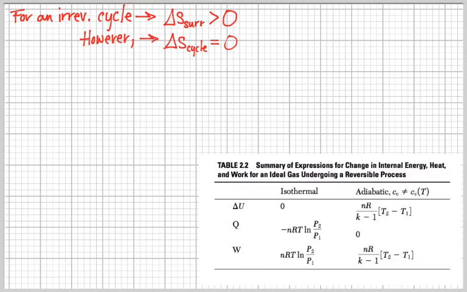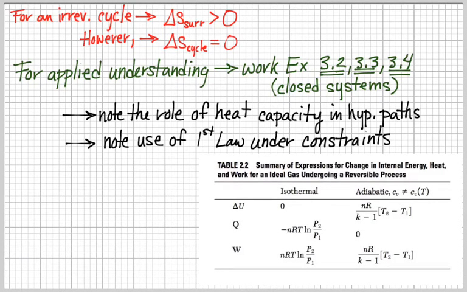For an irreversible cycle, the delta S of the surroundings, or of the cycle, is going to be greater than 0. We're always going to dissipate heat with an irreversible cycle. However, if you are looking at the idealized process, the Carnot cycle, for example, delta S of that cycle is going to be equal to 0. This is all reminders from last lecture.